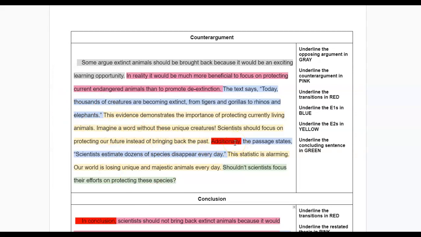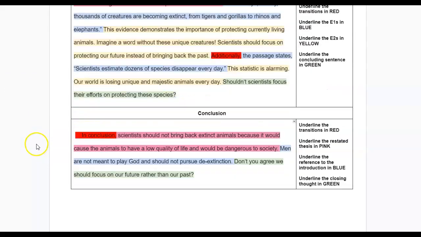The passage states, scientists estimate dozens of species disappear every day. Now my E2, this statistic is alarming. Our world is losing unique and majestic animals every day. And then my concluding sentence, which just wraps up my paragraph, says, shouldn't scientists focus their efforts on protecting these species? So again, this is just like a body paragraph. The only difference is we start with the opposing argument and then we give our counter argument. Remember, this is a video. Feel free to pause if you need to so that you can annotate and underline your copy of the passage.